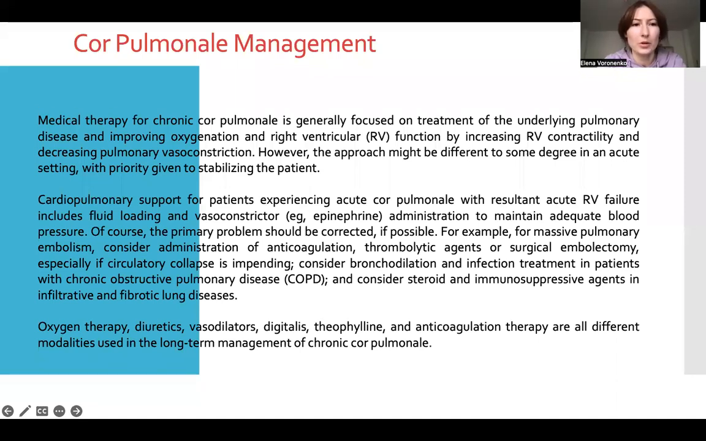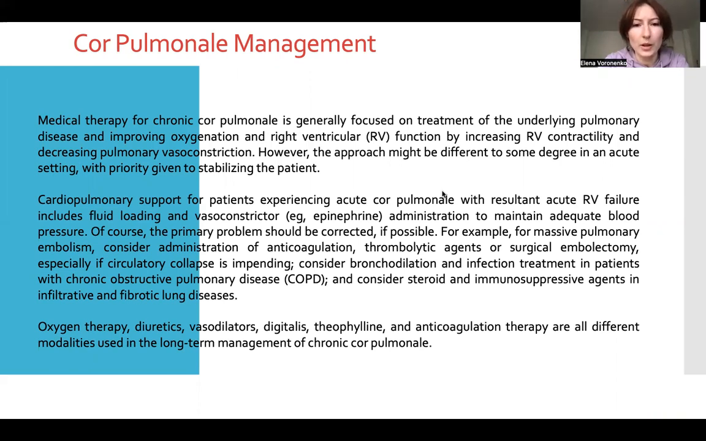Cor pulmonale management. Medical therapy for chronic cor pulmonale is generally focused on treatment of the underlying pulmonary disease and improving oxygenation and right ventricle function by increasing right ventricle contractility and decreasing pulmonary vasoconstriction. However, the approach might be different to some degree in an acute setting, with priority given to stabilizing the patient.